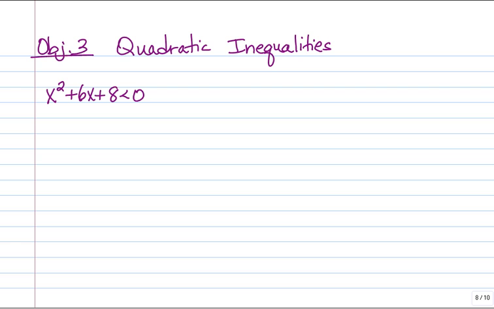So the way that we do quadratic inequalities is the very first step is we set x squared plus 6x plus 8 equal to 0. That is, the first thing is replace the inequality with an equal sign. So we solve the associated equation.